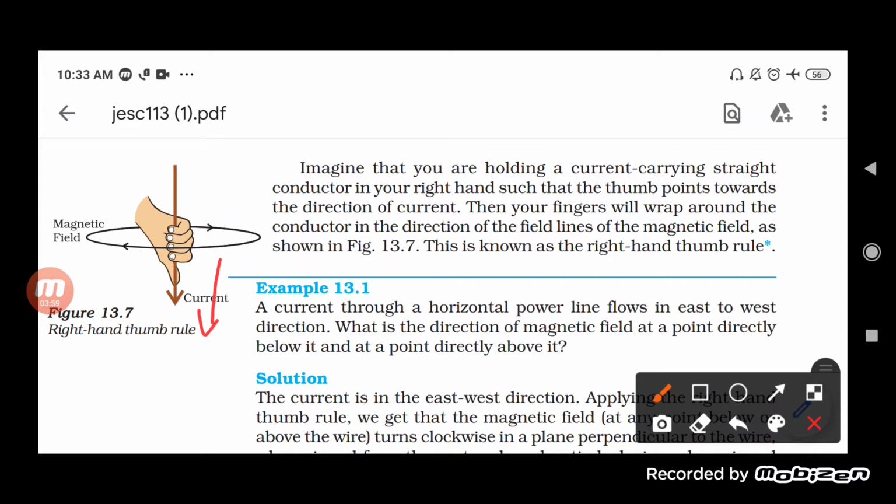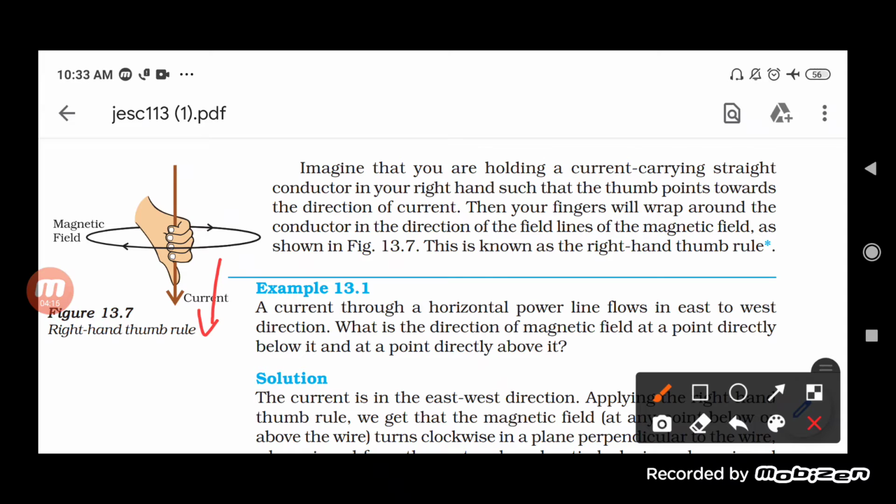And this we call the right hand thumb rule. So when we take our right hand, the thumb represents the current, and the fingers which wrap around the wire represent the magnetic field.